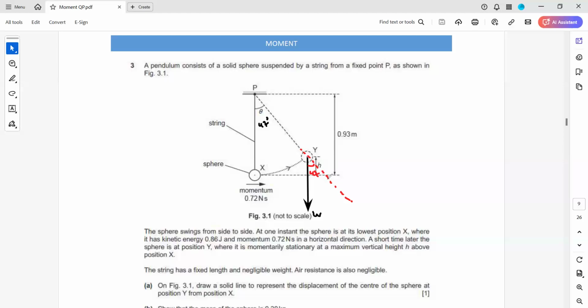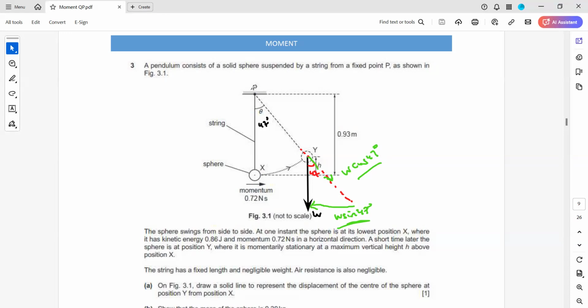One of the components is with the angle, that is W cosine 47. And another component is opposite to the angle, that is W sine 47. Which component is responsible for a rotation, a moment, or a turning effect about P? Is it W sine 47 or W cosine 47?